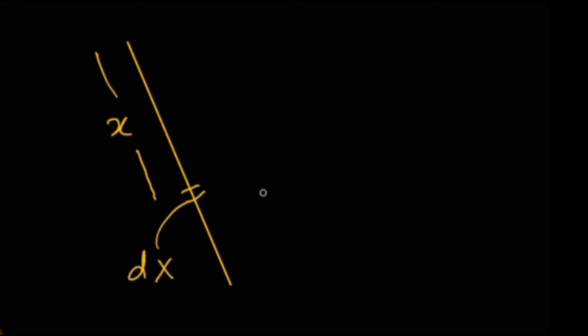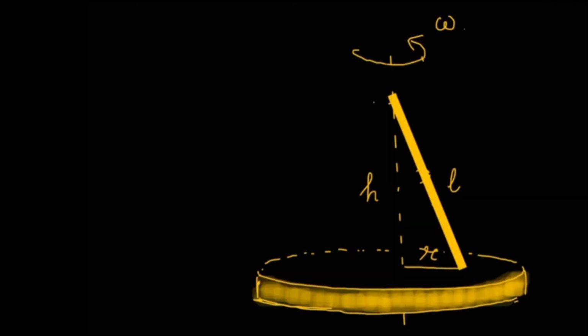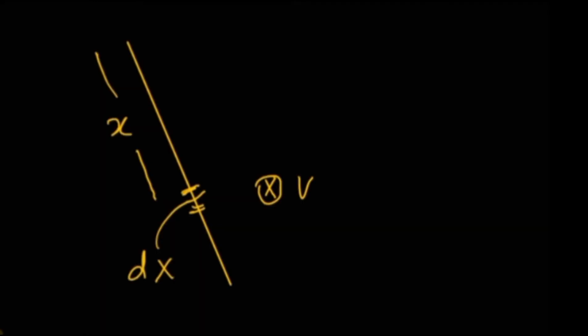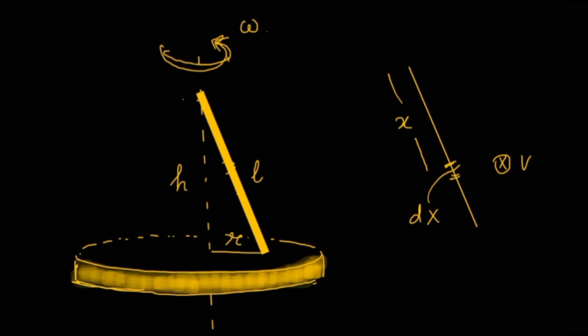So consider a small segment in the rod. Just take a small segment. Let this small segment be at a distance x and its length be dx. And at this instant, the velocity of the segment is inwards, because the omega is like this. So the rod at this instant is moving inward.